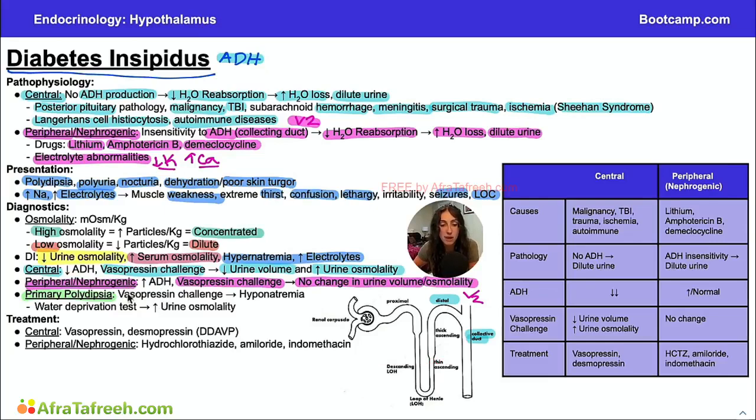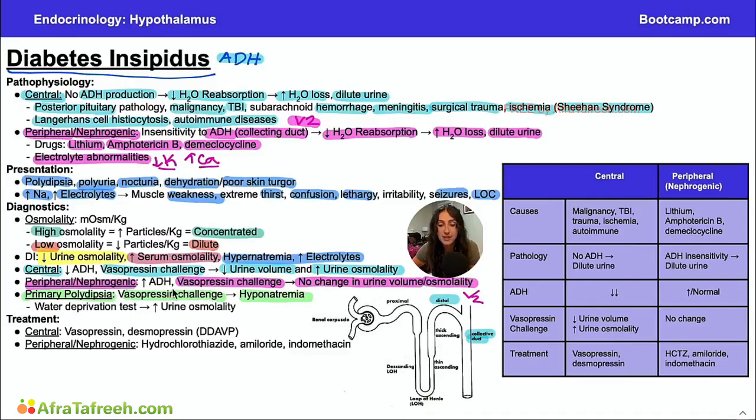So if you have primary polydipsia and you do the vasopressin challenge, what's going to happen is you're actually going to get hyponatremia. Why are you going to get hyponatremic? Well, if you have primary polydipsia and you're drinking a ton of water, vasopressin should be super, super low because you are drinking so much water that it is threatening to dilute your blood. So appropriately, your body wants to pee out that extra water because it's saying, hey, I don't need this. So ADH levels will be really, really low in primary polydipsia.